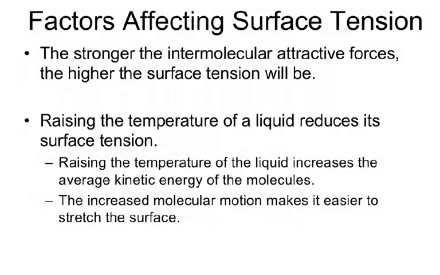Now, factors that affect surface tension are the following. The stronger the intermolecular attractive forces, the higher the surface tension will be. Water has great surface tension because water experiences hydrogen bonding, which is one of the stronger intermolecular forces, so water tends to have a good surface tension. Now again, raising the temperature of a liquid will also reduce surface tension.